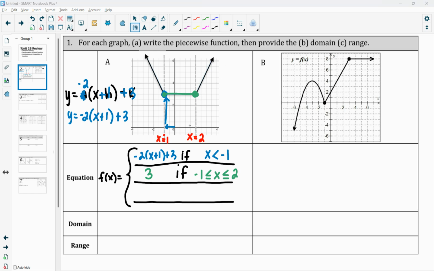Then your next one is another linear function. And now if you did a closed circle in the middle, then this one's going to be an open circle for this part. And so the domain here is the x's that are greater than 2. And then you'll just want to write the equation for this line.